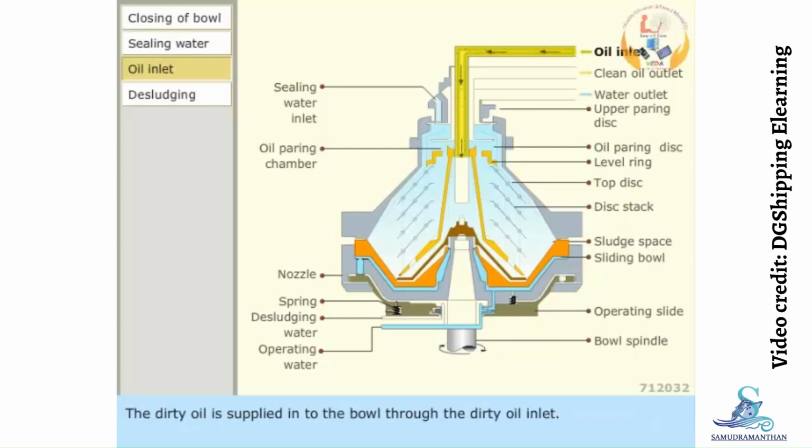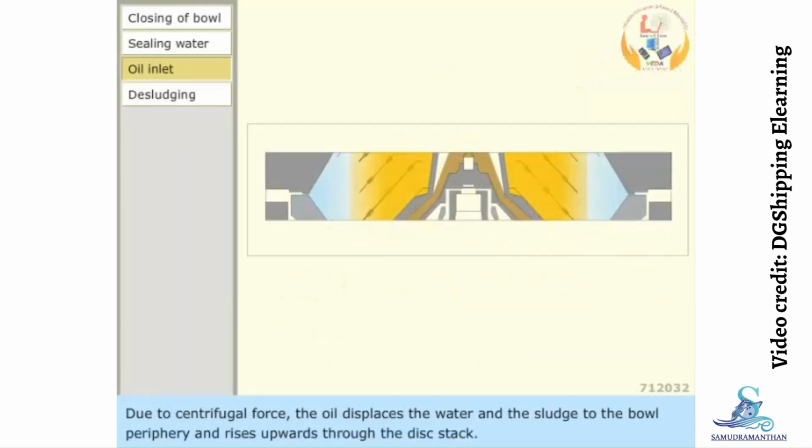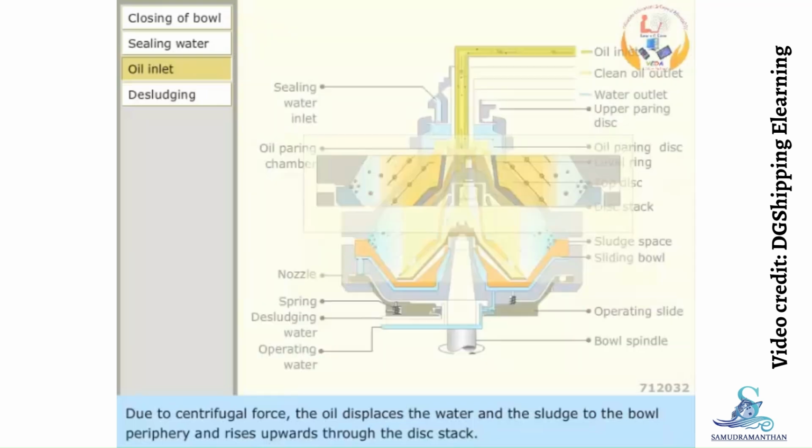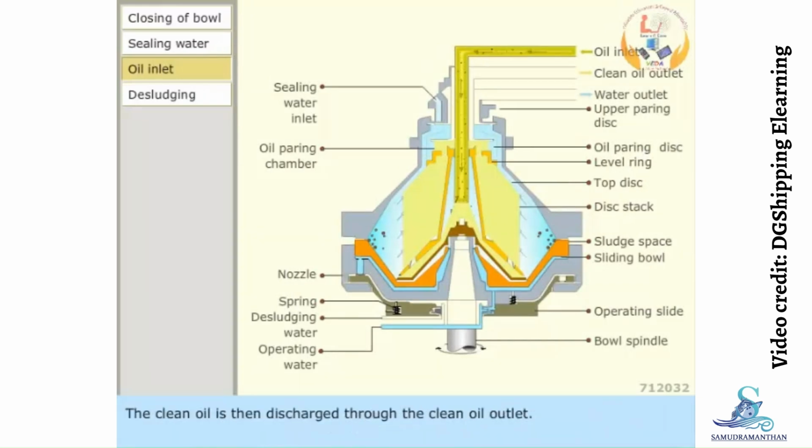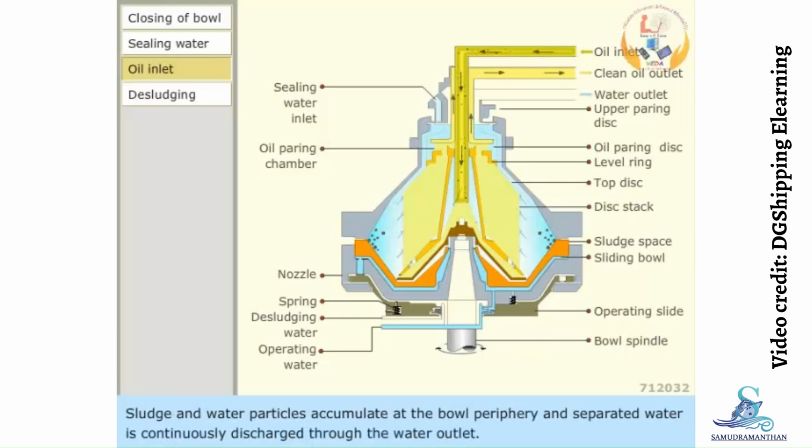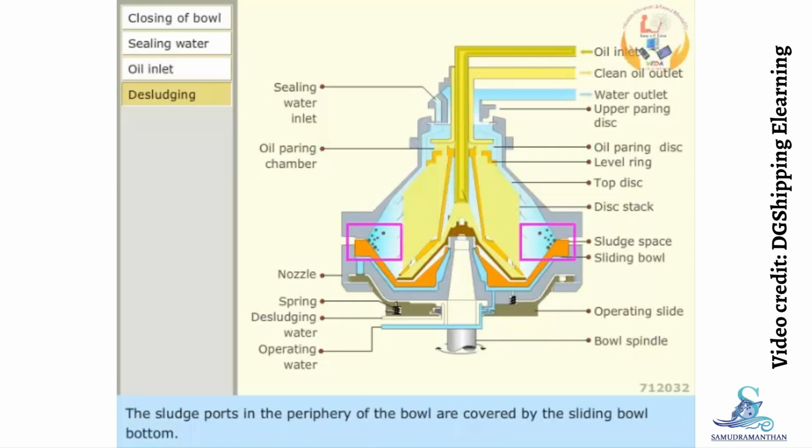The dirty oil is supplied into the bowl through the dirty oil inlet. Due to centrifugal force, the oil displaces the water and the sludge to the bowl periphery and rises upwards through the disc stack. The clean oil is then discharged through the clean oil outlet. Sludge and water particles accumulate at the bowl periphery and separated water is continuously discharged through the water outlet. The sludge ports in the periphery of the bowl are covered by the sliding bowl bottom.